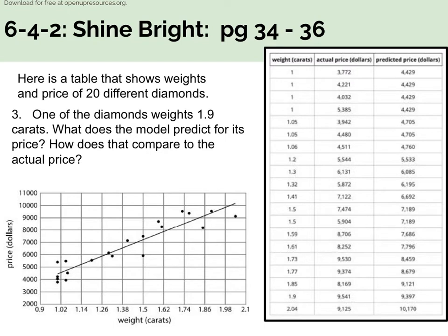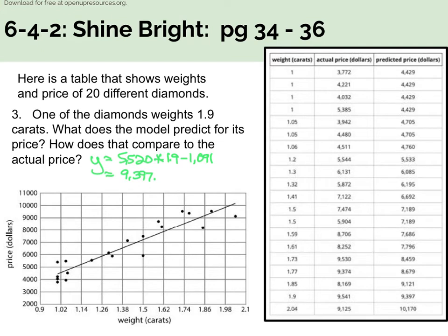So the actual price for the 1.9 carats, if we look at it here, is 9,397. Where does that actually come from? That actually comes from the equation. So if we did y equals 5,520 times 1.9 minus 1,091, we would get 9,397.